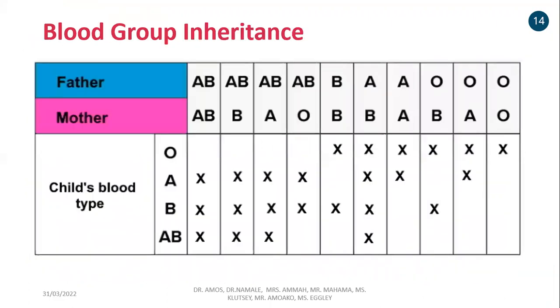Now, given the assumptions that we said earlier, that dominant alleles are expressed with only one copy, and when there are two dominant alleles, they are equally expressed, and that is what we call codominance.